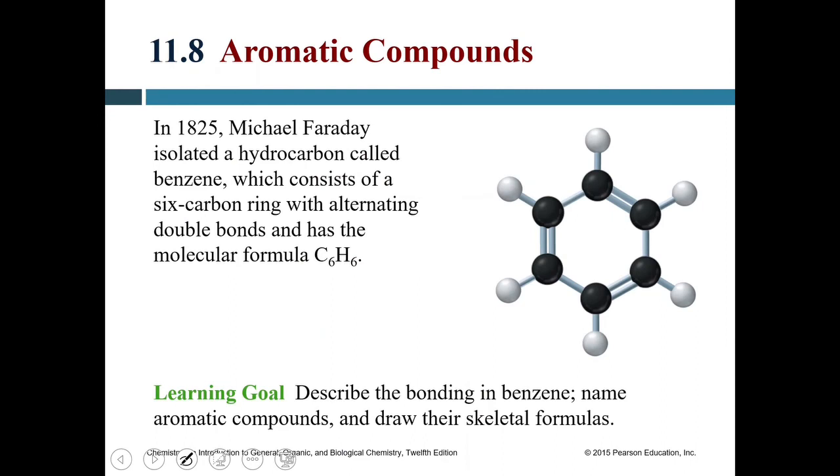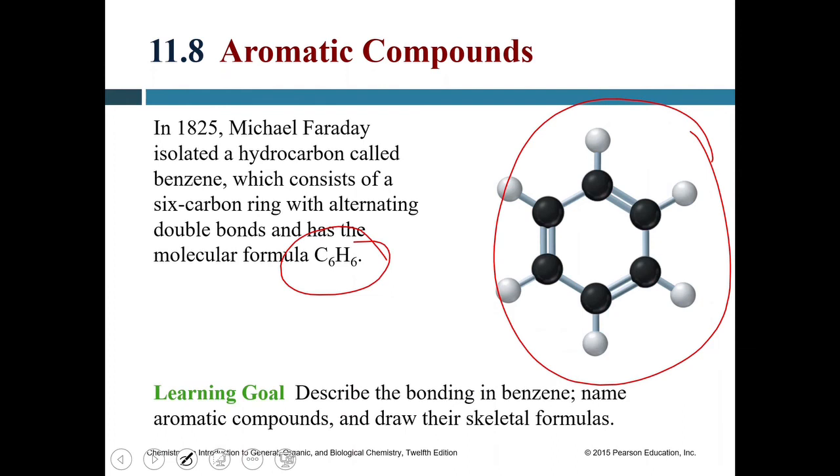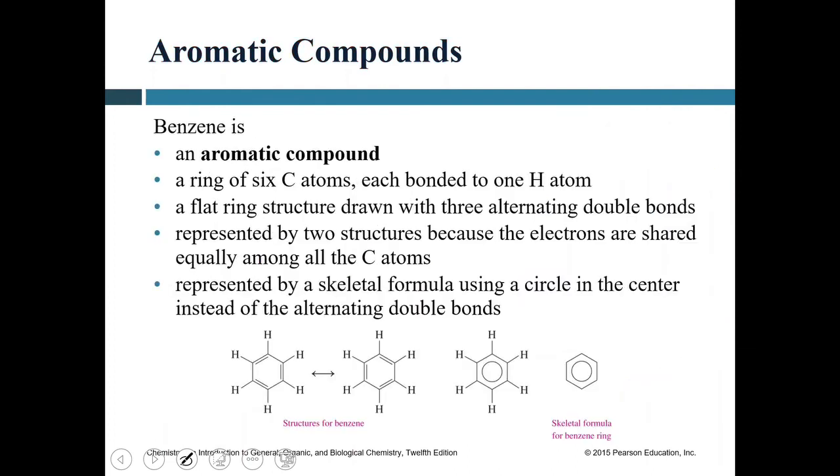So another group of hydrocarbons are aromatic compounds, which were first isolated in 1825 by Michael Faraday. He isolated benzene, which is basically a 6-carbon ring with alternating double bonds. And the molecular formula for benzene is C6H6. So benzene is called an aromatic compound.